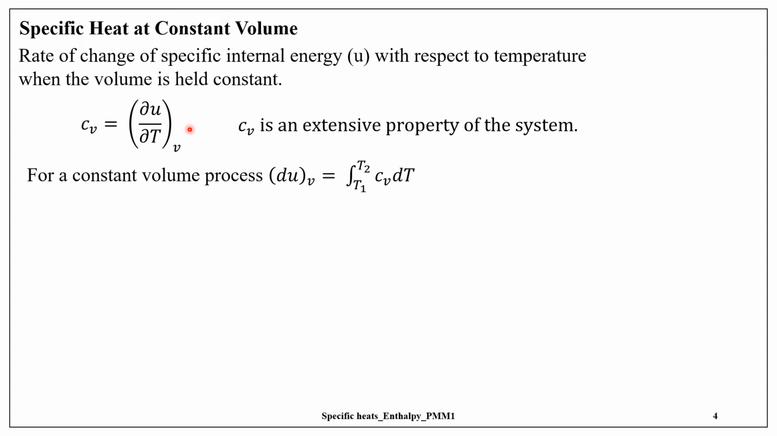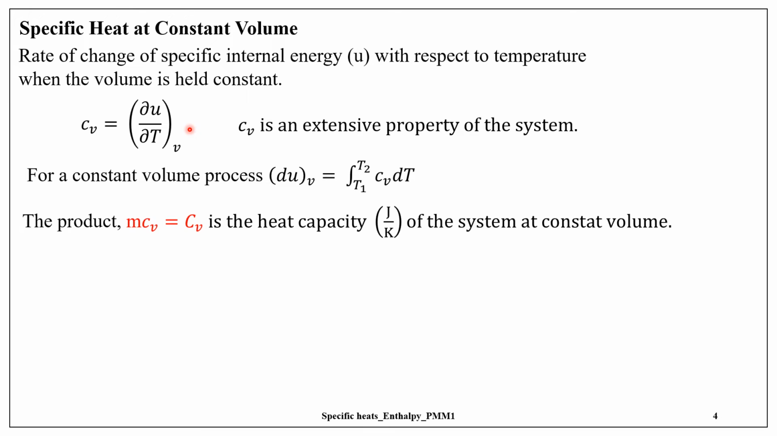du in constant volume process is equal to integral Cv dT, and the limits of integration are T1 and T2. So change in internal energy during a constant volume process is equal to integral Cv dT. The product mCv is equal to capital C suffix V, the heat capacity of the system at constant volume.